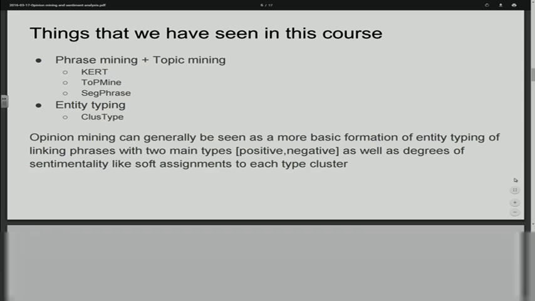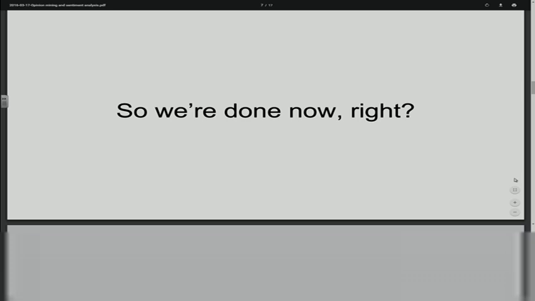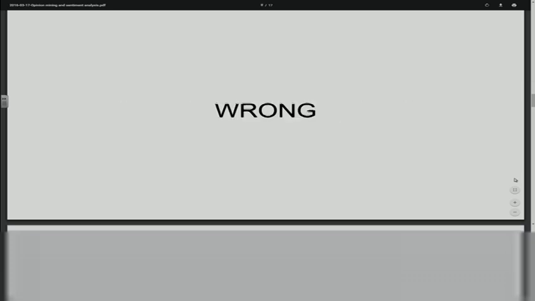Just to review some of the things that we have seen in this course so far, we've seen phrase mining and topic mining, and I'm not going to repeat what we've already seen too much, as well as entity typing. The idea here is that opinion mining can generally be seen as the more basic formation of entity typing, linking phrases and clustering them with two major types, positive and negative. So that's it, right? We did it. We found out how to do it. No, we didn't.